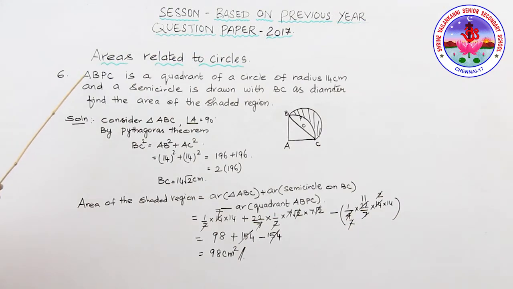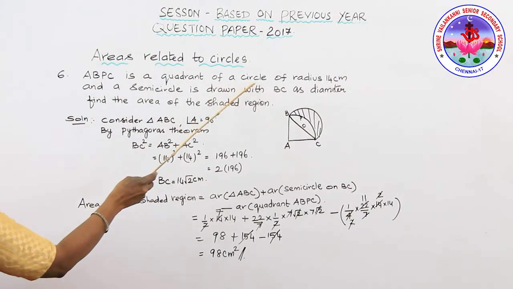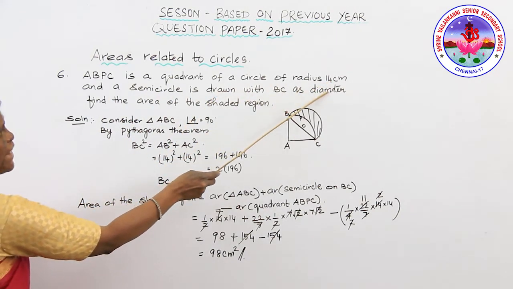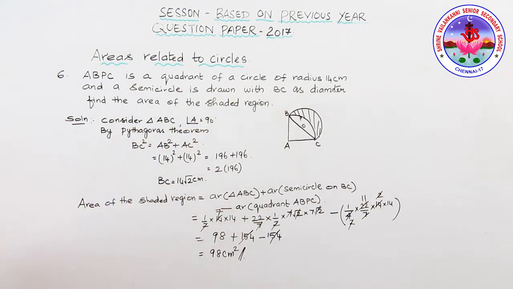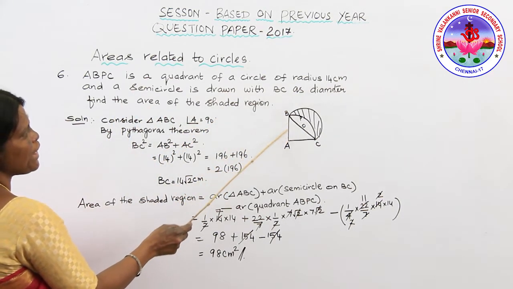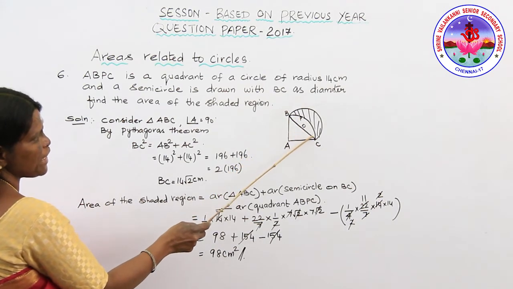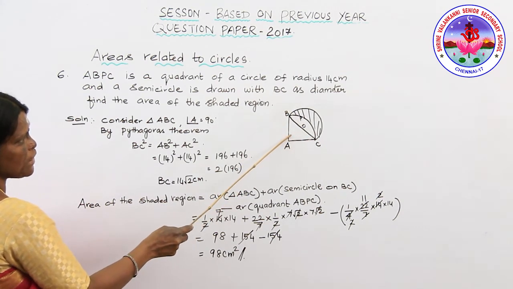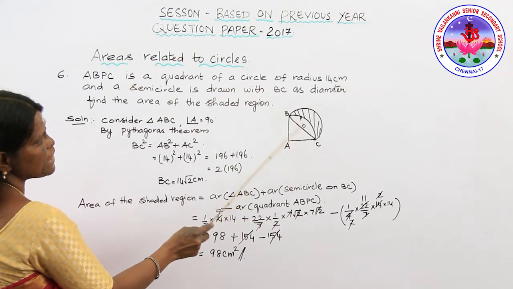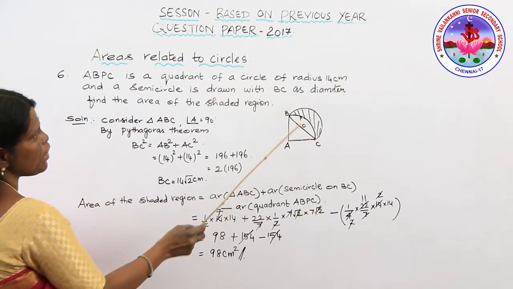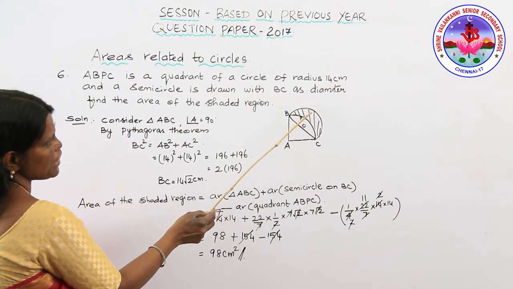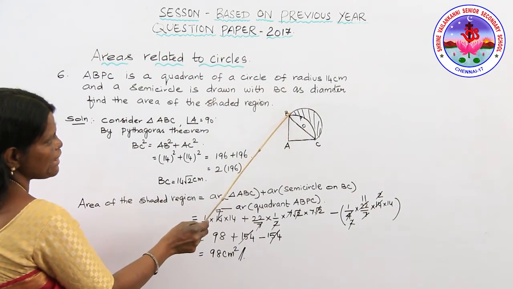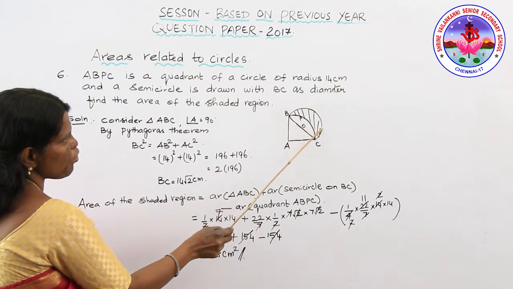Sixth problem. ABPC is a quadrant of a circle of radius 14 centimeter and a semicircle is drawn with BC as a diameter. Find the area of the shaded region. He has given the figure where ABPC is the sectoral region subtending an angle of 90 degrees, so it is called a quadrant of a circle. Now with BC as a diameter, he has drawn the semicircle here. Now I want to find the area of this shaded region, which can be found by subtracting the area of the triangle ABC plus the area of the semicircle.